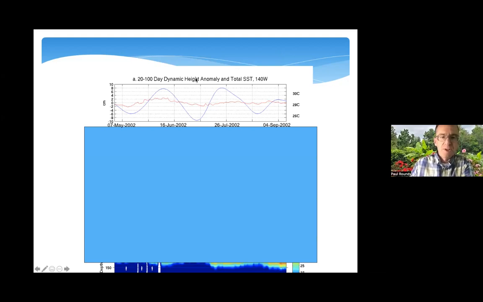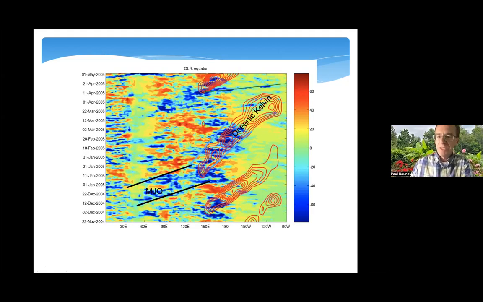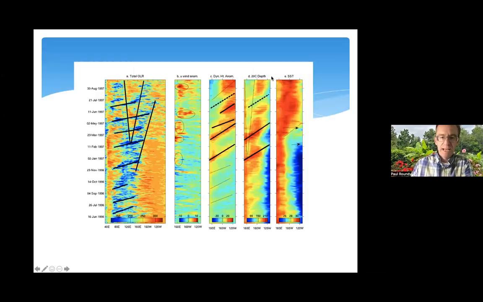And here's just a time trace of sea level height at 140 degrees west in the blue, going up and down over time, and a cross section at the same time of zonal current measured from the TAO array shows eastward flow in the ridge, westward flow in the trough. These are Kelvin waves because of that association between current and geopotential. Now here's the map I was showing you, now with the downwelling Kelvin waves added. So you see the MJO Kelvin wave coming out like that.